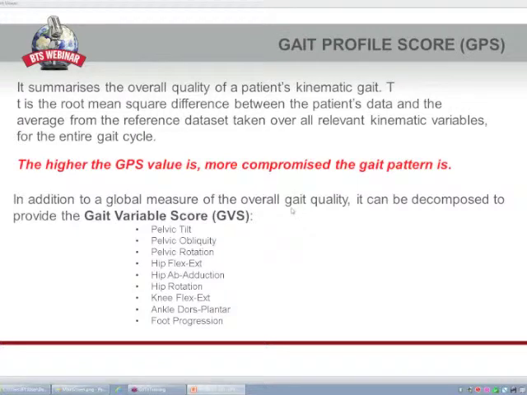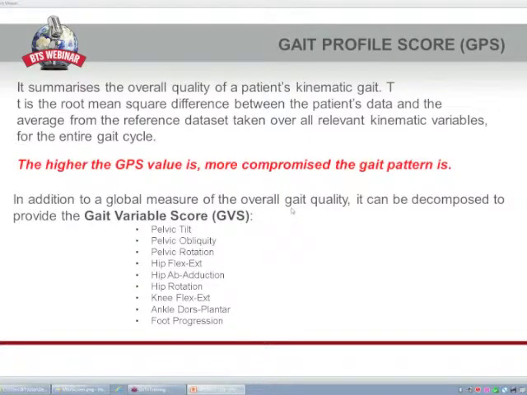difference between the patient data and the average from the reference dataset, taken over all the relevant kinematic variables for the entire gait cycle. So, as the GPS represents the difference between the patient data and the average from the reference dataset, we can say that the higher the GPS value is, the more compromised the gait pattern is.